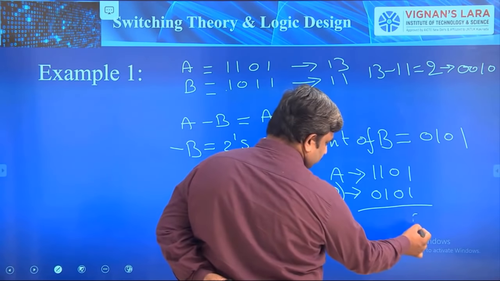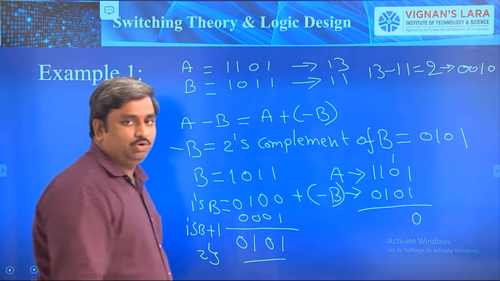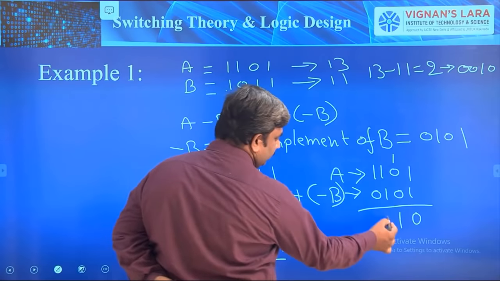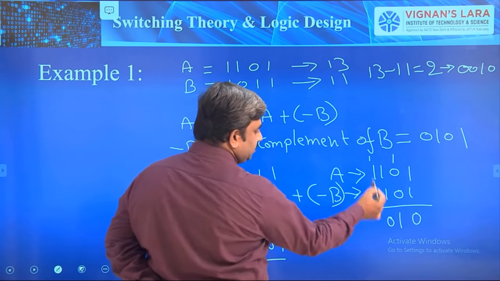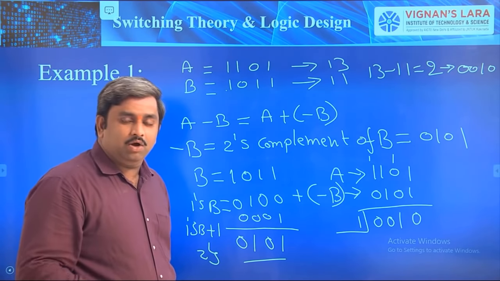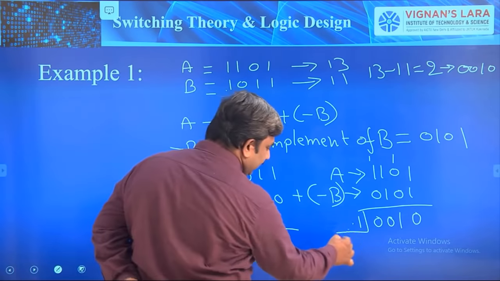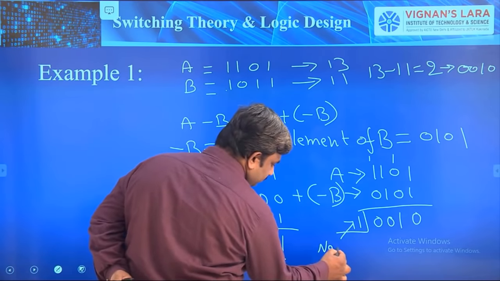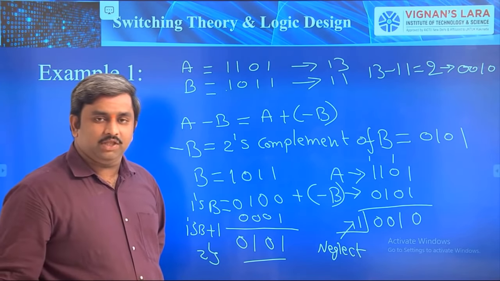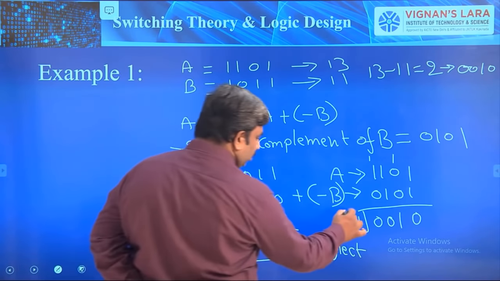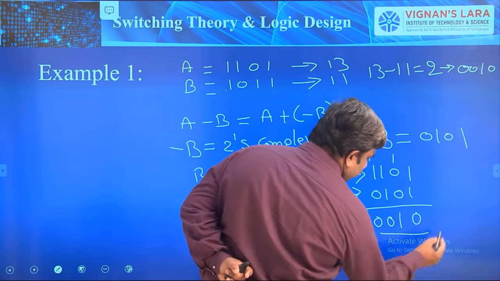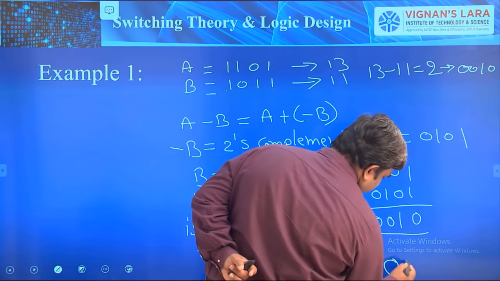Here the carry is equal to 1 and the sum is equal to 0. 1 plus 0 plus 0 is 1. 1 plus 1 is 0 with carry 1. 1 plus 1 is 0, and here we got a carry of 1. In this subtraction process, you neglect this carry. There is no necessity of remembering the carry. So the final answer is equal to 0010.